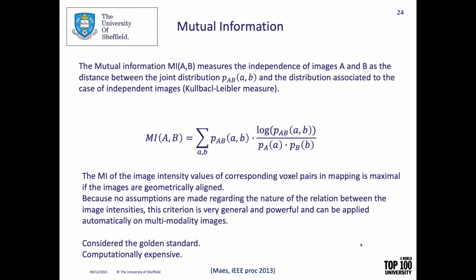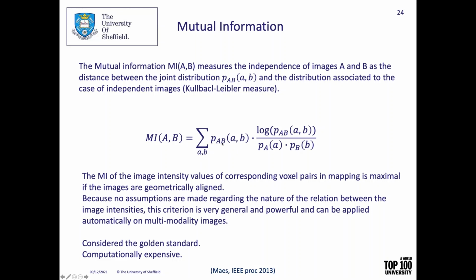So the other criterion is mutual information. This is a measure of independence of image A versus image B, considered as the distance between the joint distribution and the distribution associated to the case of independent images. This formulation is from Kullback-Leibler and is the formula as shown before. So it's the sum where A and B are gray values, intensity values in image A and intensity values in image B.